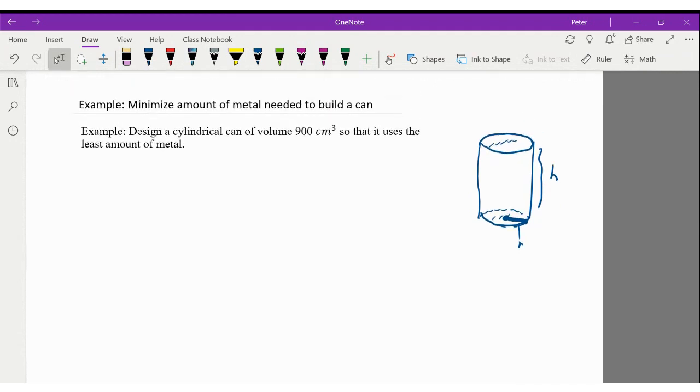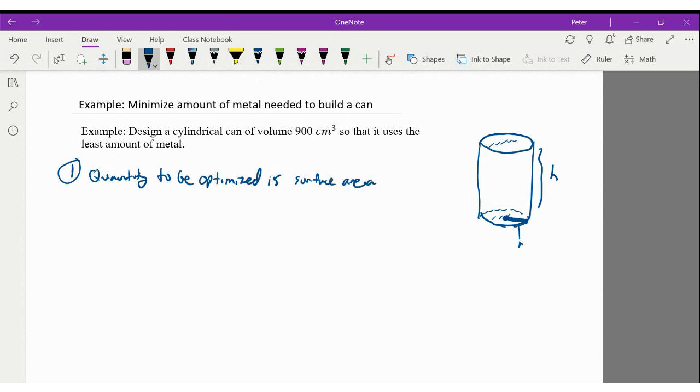So anyway, the volume. A couple of things about a cylinder. In order to use the least amount of metal, what we're saying is that we want the surface area to be as small as possible. So the quantity to be optimized is surface area.